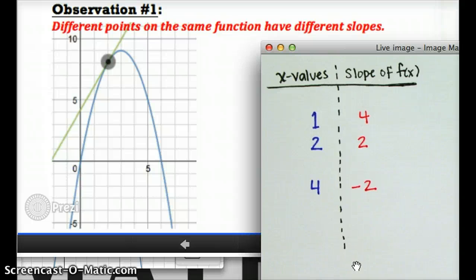It seems like maybe a natural question to ask is, what would the slope be at 0 or at 3 or at 5? And I really don't want to go through that long process again, so I'm actually going to estimate it.